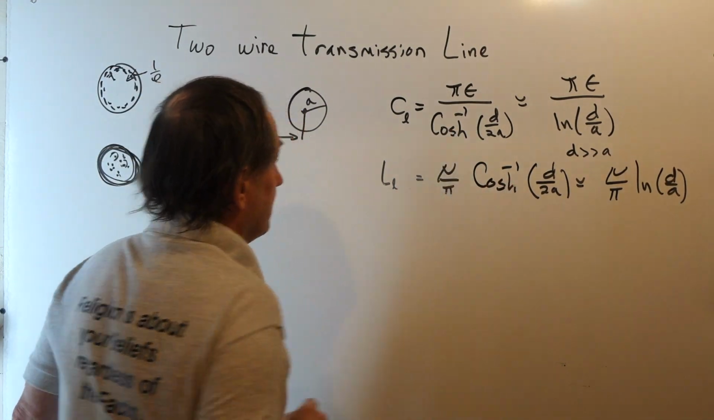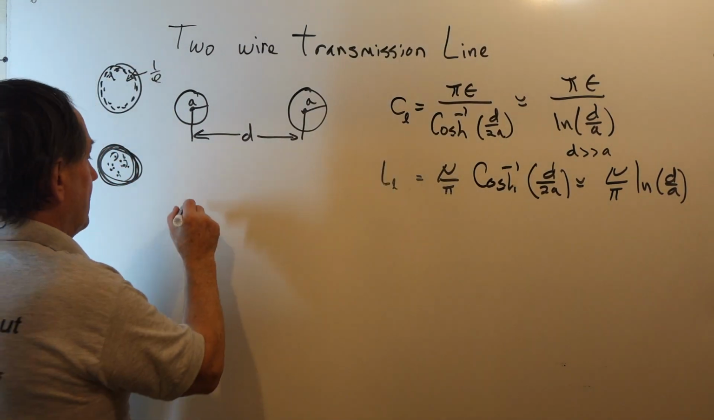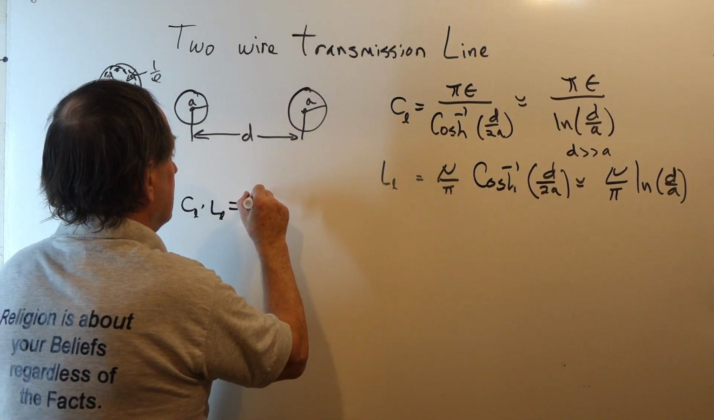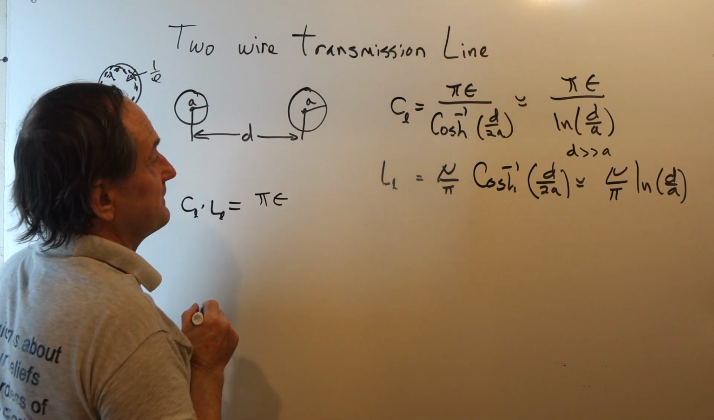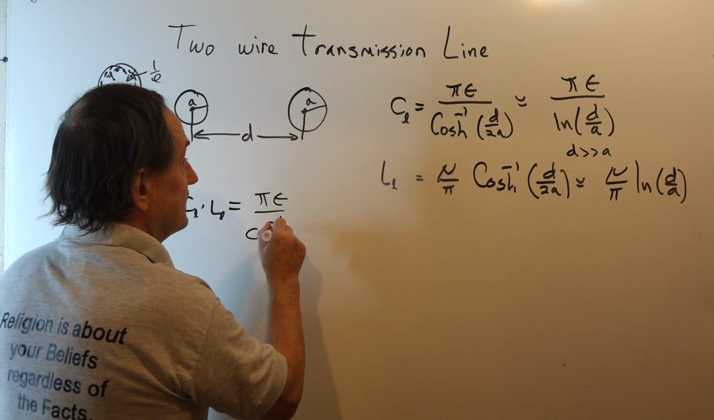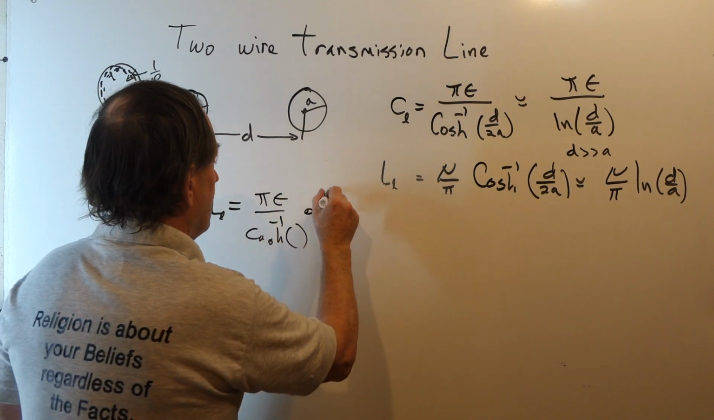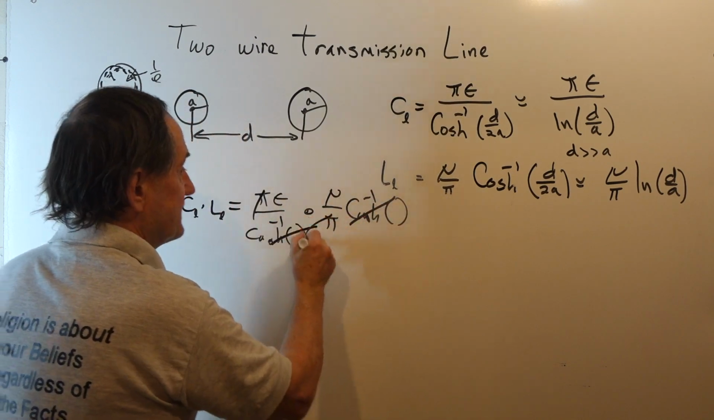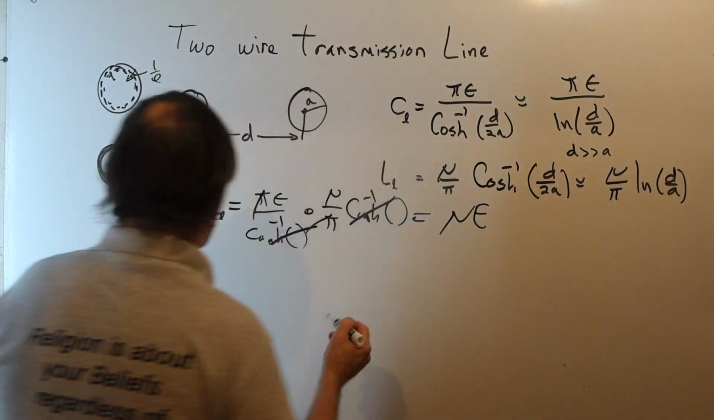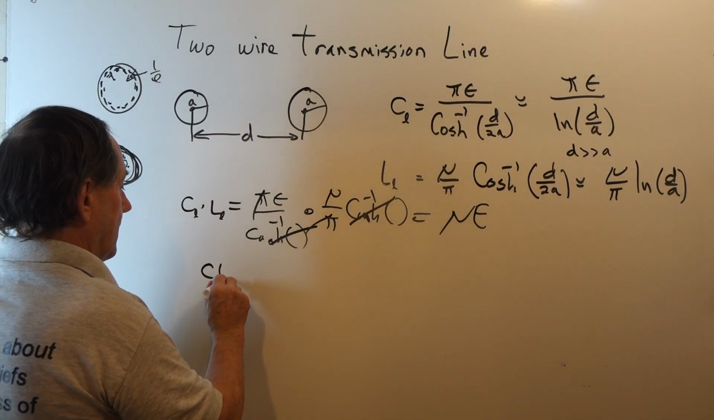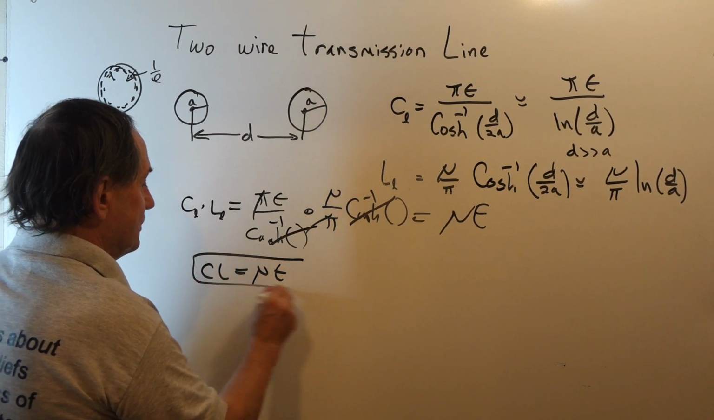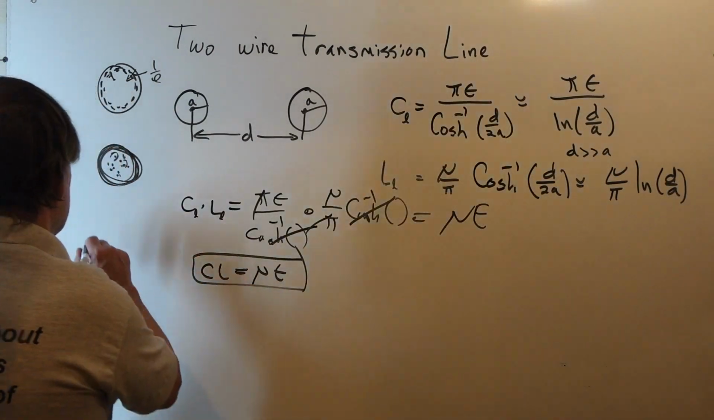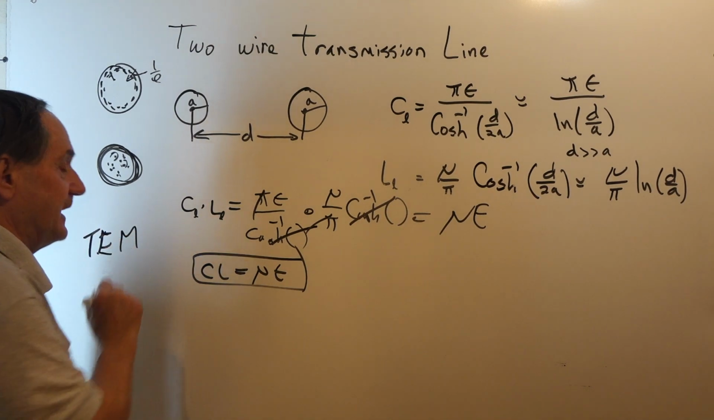This is a geometric factor. Look what happens if we take a product of C times L per unit length. What we get is epsilon times pi times the inverse cosh times mu over pi times the inverse cosh. And those cancel and the pi's cancel and we get mu epsilon. An extremely important relationship in transmission lines. And you'll find this true for any transmission line that is operating in what we call TEM mode, transverse electric magnetic.